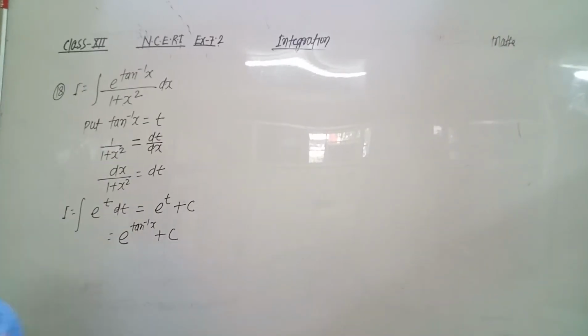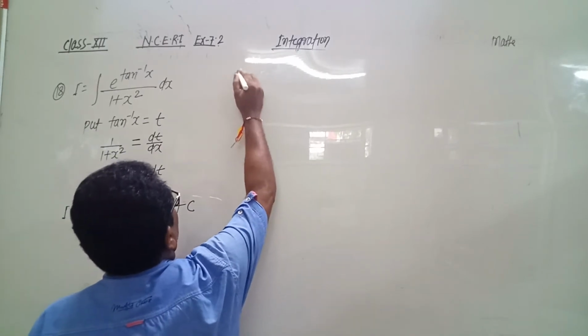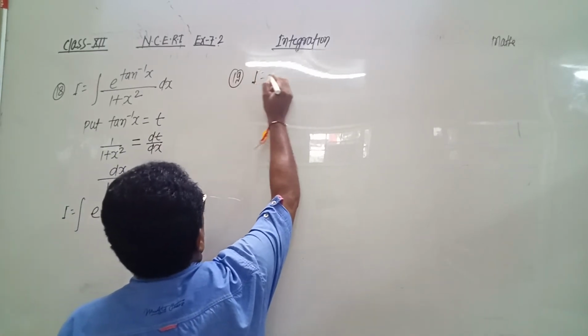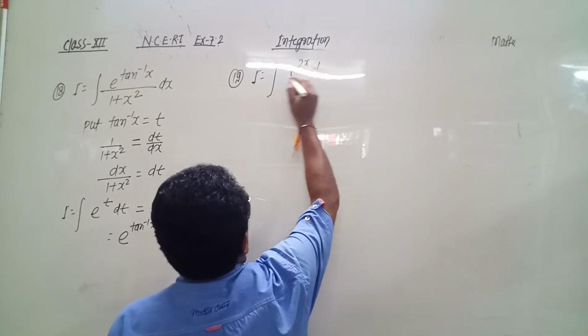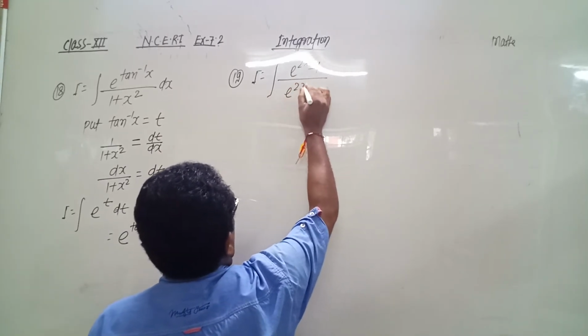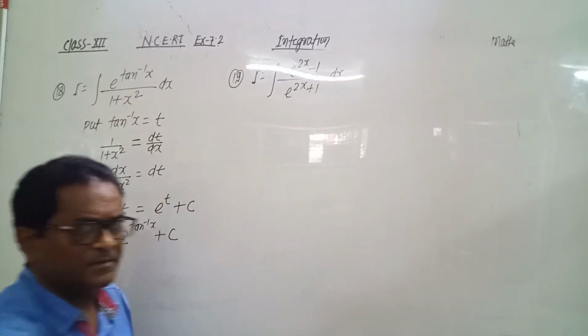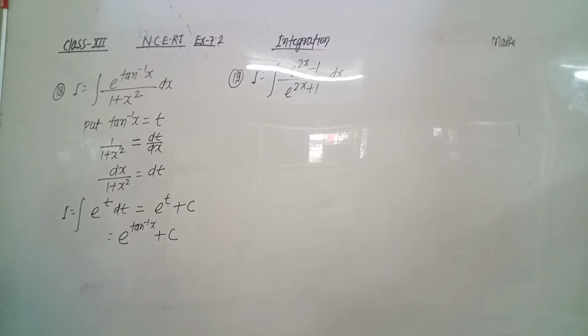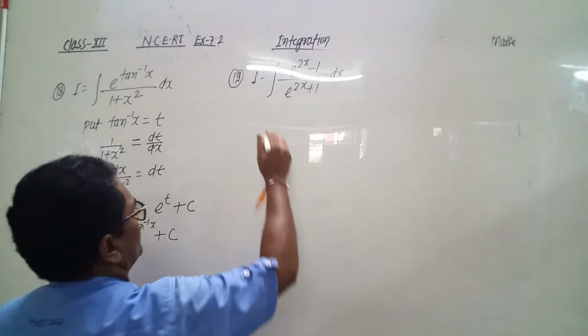Question number 19. Integration of (e raised to the power 2x minus 1) upon (e raised to the power 2x plus 1) into dx. Now divide numerator and denominator by e raised to the power x.